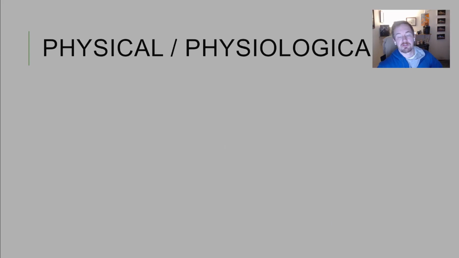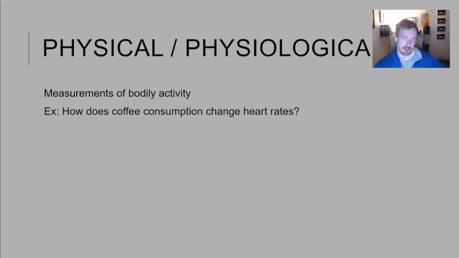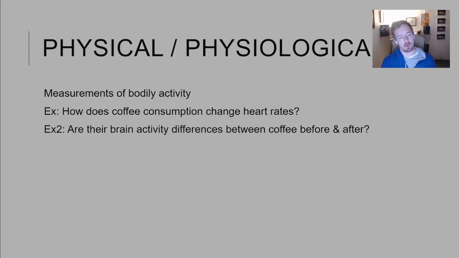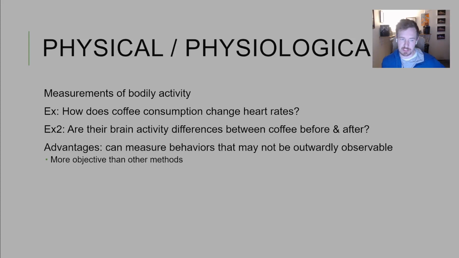And then finally, we have physiological research and physiological measures, and this is measuring bodily activity. A brain scan could be this. Measuring heart rate or respiration could be this. Measuring blood pressure could be this. Measuring galvanic skin response could be this. So if I were to look at how much drinking a cup of coffee changes my heart rate, that would be an example of a physiological measure. If I was looking at the brain activation of people before and after they drink coffee, that would be an example of a physiological measure.